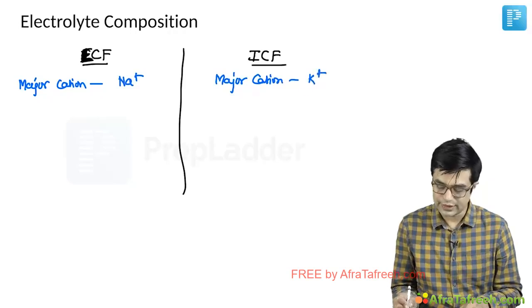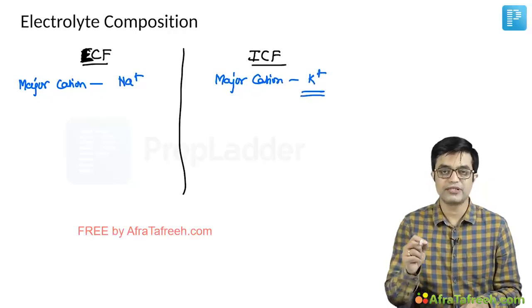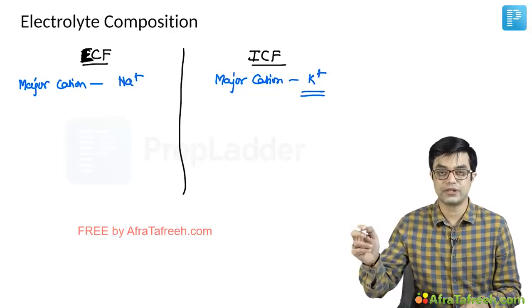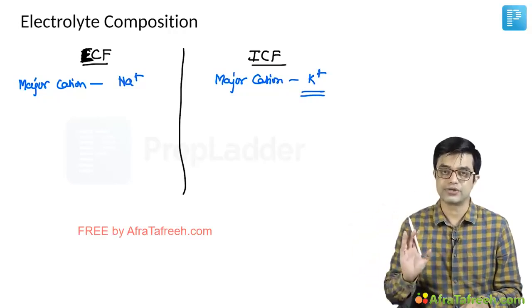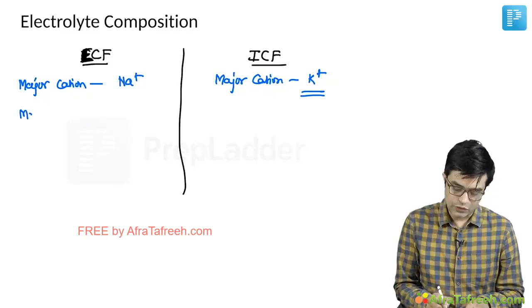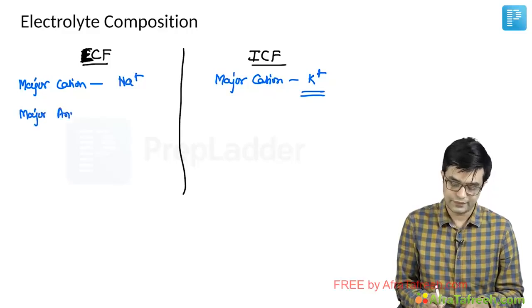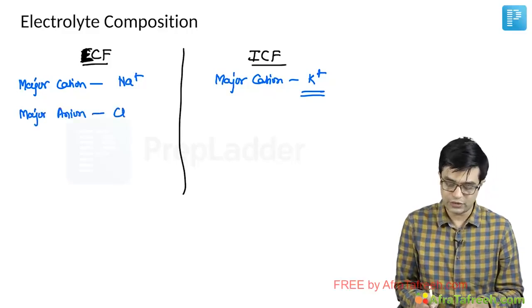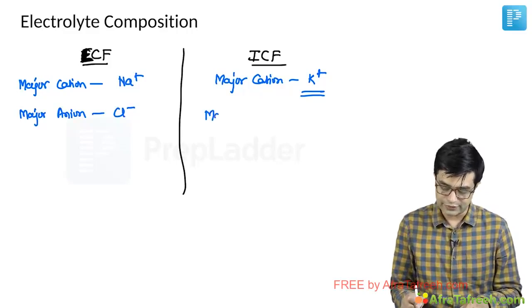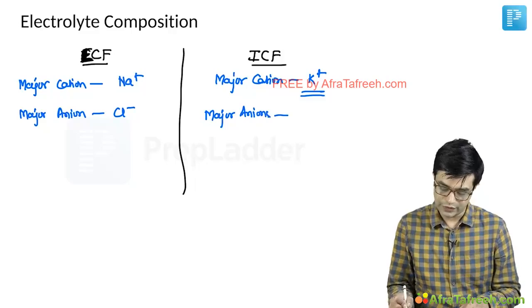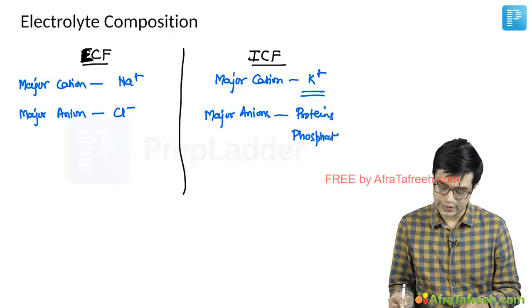In fact, Nelson says that the concentration of potassium inside the cell is 30 times the normal blood concentration. If you talk about major anion, in ECF the major anion is chloride, whereas in ICF the major anions are three. You have proteins, you have phosphates, and you have organic anions.